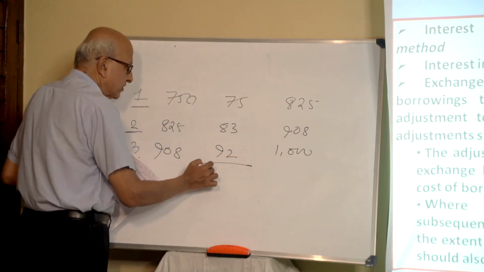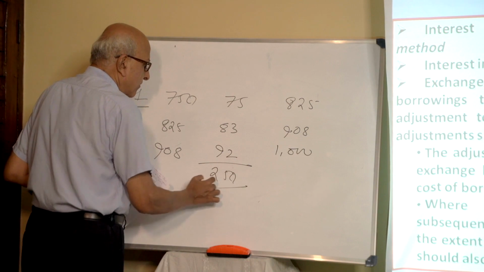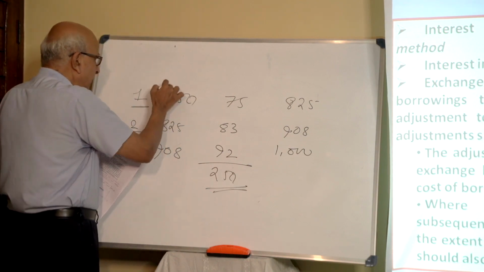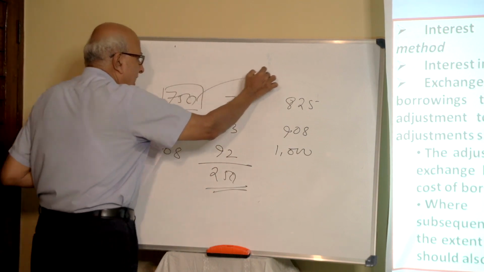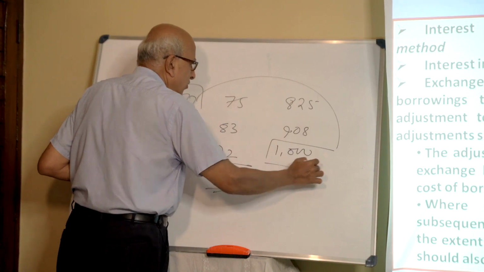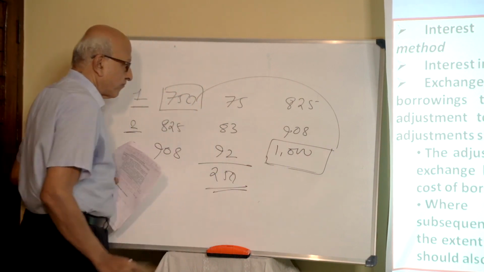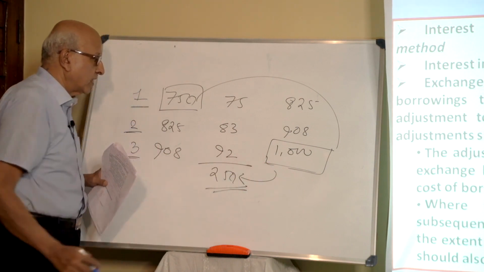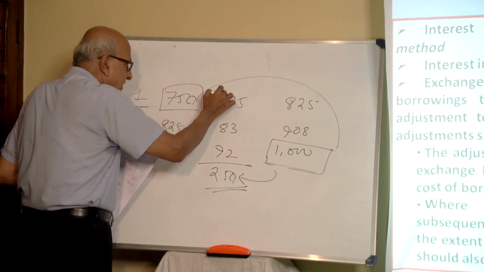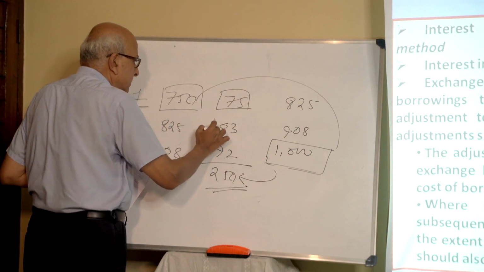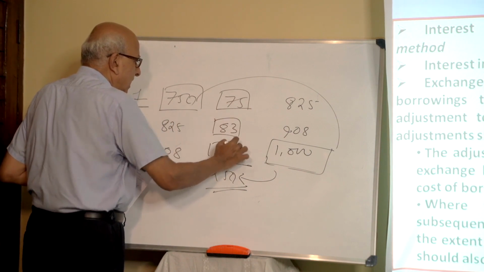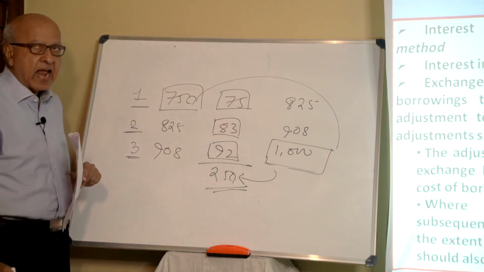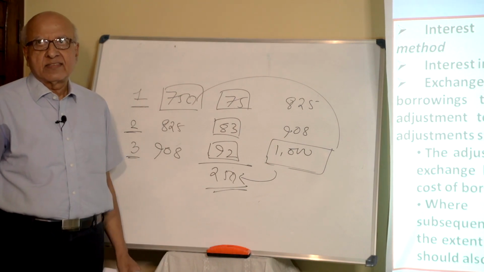If you add these three, 250 is the amount of interest. The 750 initial amount becomes the redemption amount 1000. Difference of these two is 250 interest. So we will keep on charging 75 interest in the first year, 83 in the second year, 92 in the third year, added to the cost of the asset.